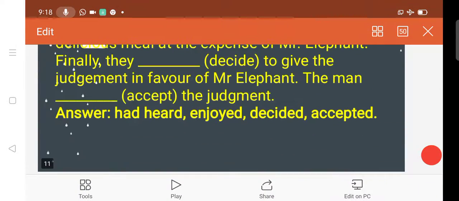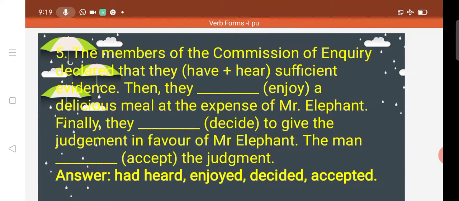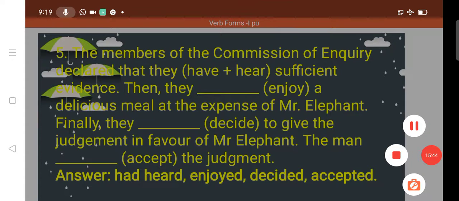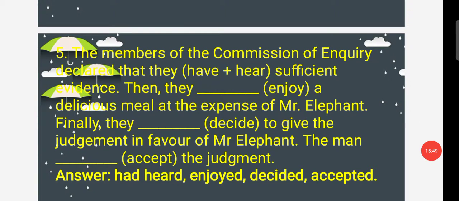Next question, question number 5. The members of the Commission of Enquiry declared that they dash. Now here comes perfect tense. Have becomes had because it is in the past tense. So have becomes had, and hear's past participle is heard. Have plus heard sufficient evidence.